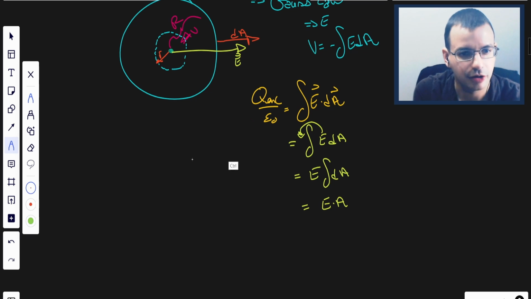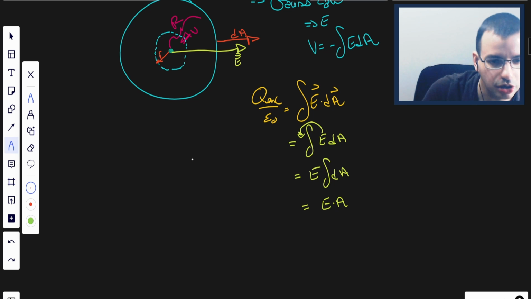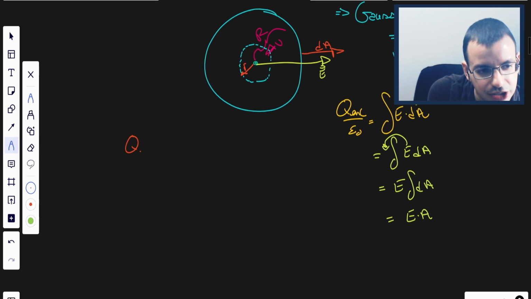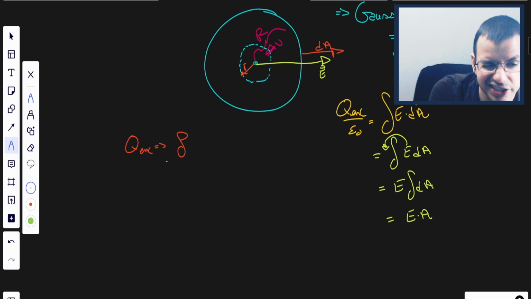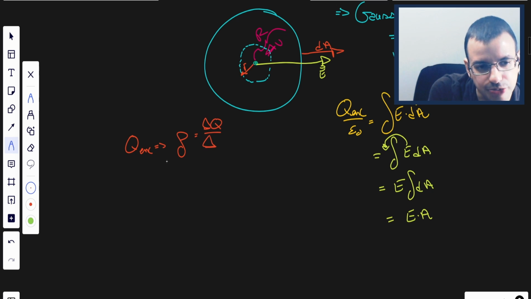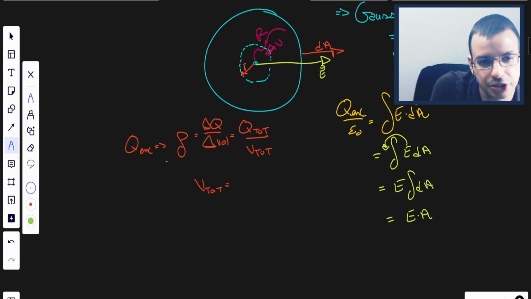Now let's look at the left side of our equation. We're going to look at Q enclosed. Q enclosed is going to be related to rho, where rho in this case is the volumetric charge density, which is defined as a small bit of charge for a small bit of volume. But since it's uniform, we can use Q total and volume total. Q total is just given. Volume total is the area of the face, pi big R squared, times length.